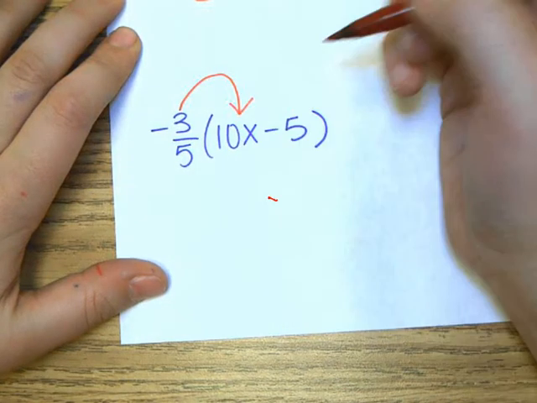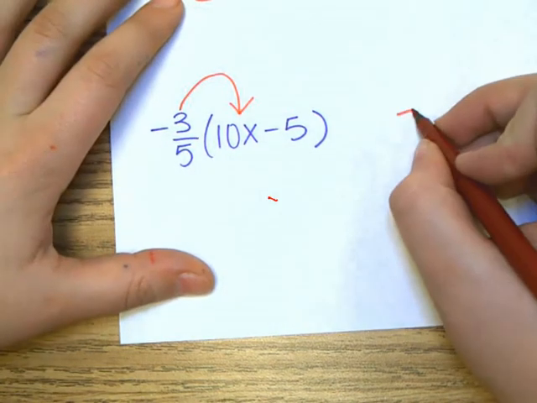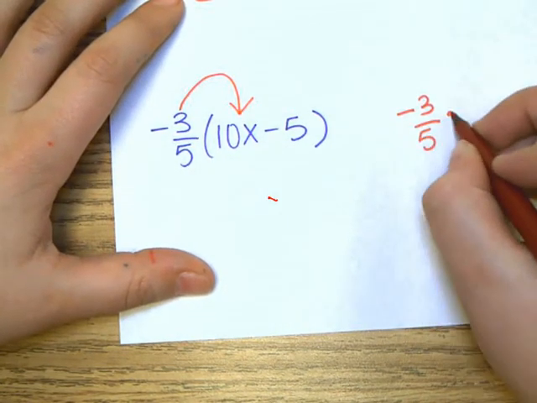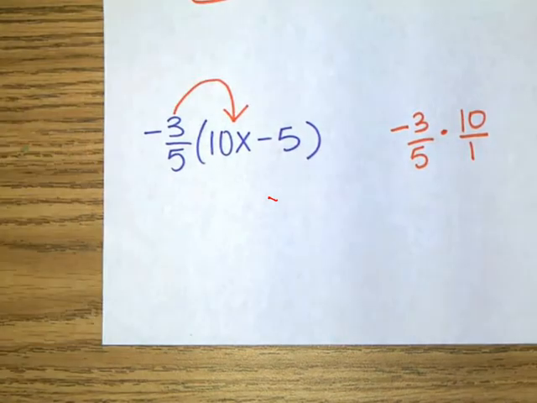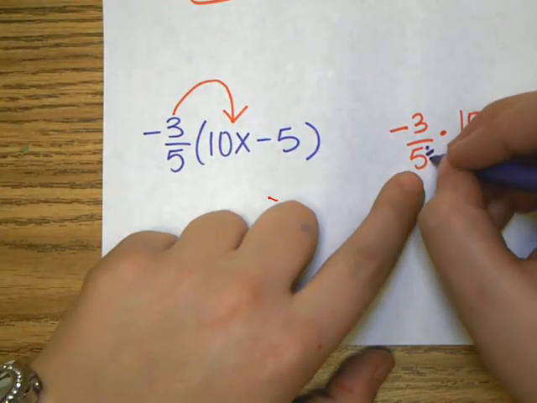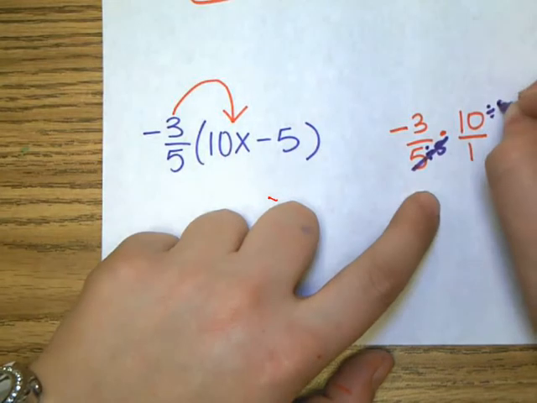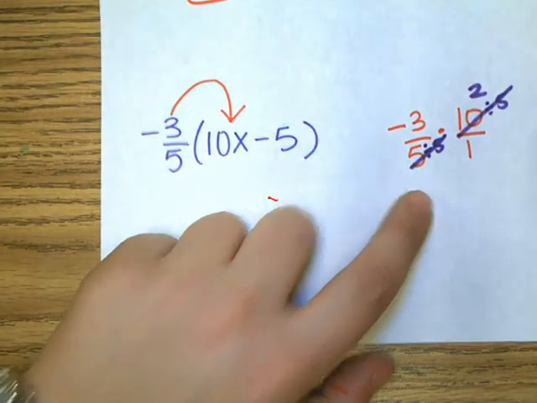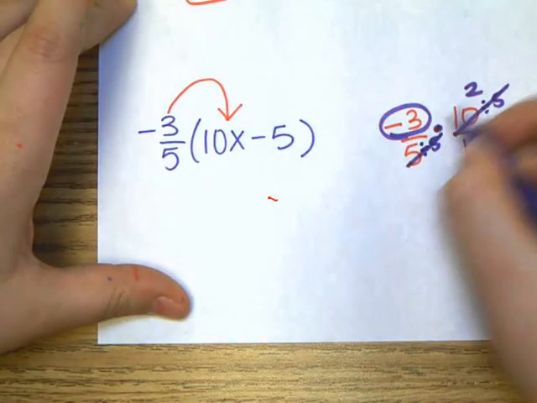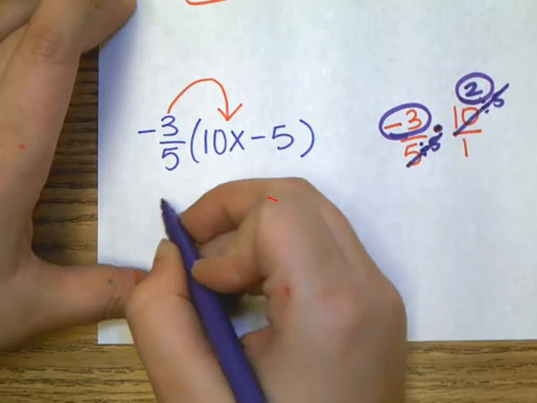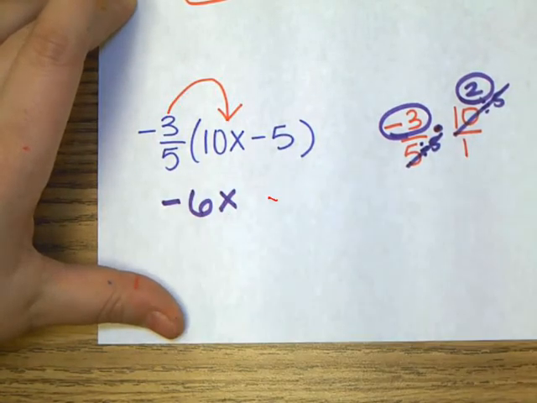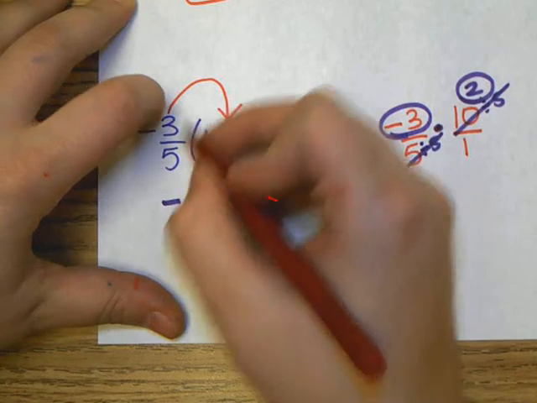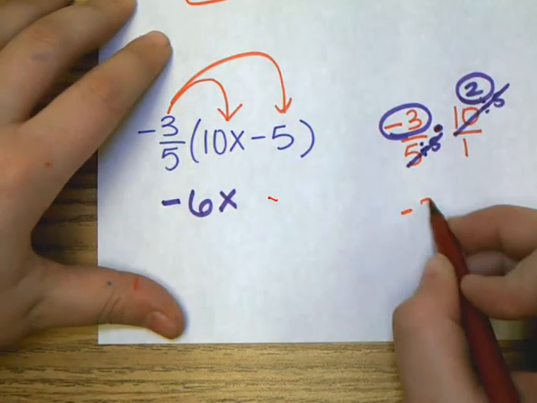Okay, one last example, same thing, but we threw in a fraction here, but it works the same way. We're going to take negative 3/5 and multiply it by 10x. So negative 3/5 times 10. We don't need a common denominator. We can cross simplify here, divide out the 5. And then we have negative 3 times 2. A negative times a positive is a negative. 3 times 2 is 6x.